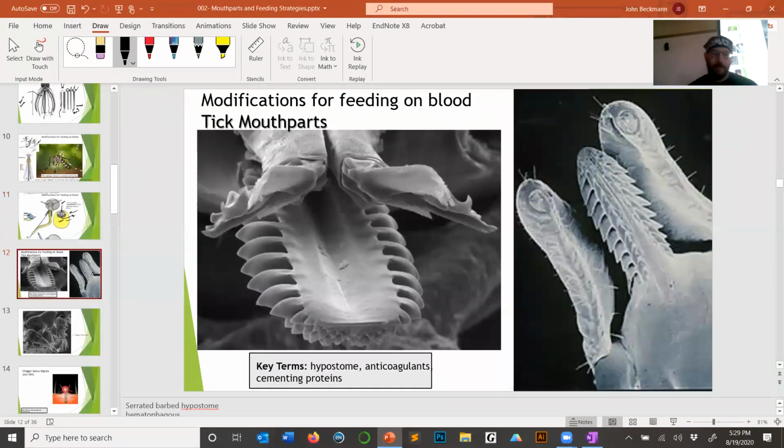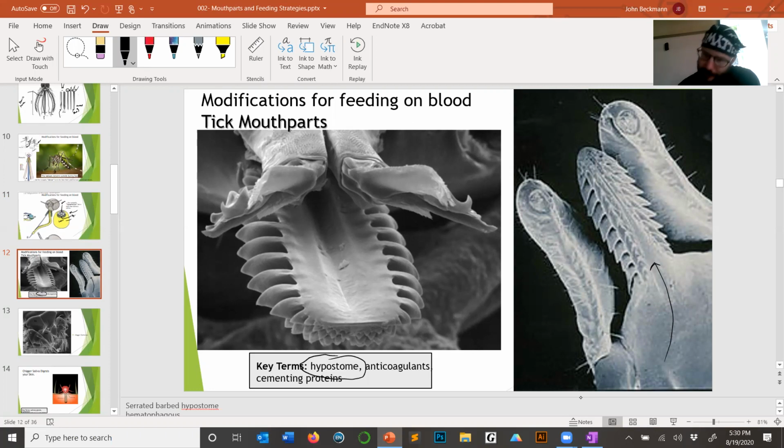Here are some tick mouthparts. Let's look at how these are different. In the tick, this is called the hypostome, and it looks like this. If you think of ticks, what do you remember about getting ticks on you, about pulling them off? What comes to your mind? Yes, they're hard to rip out. Look at this and tell me why that is. It's like a fish hook.